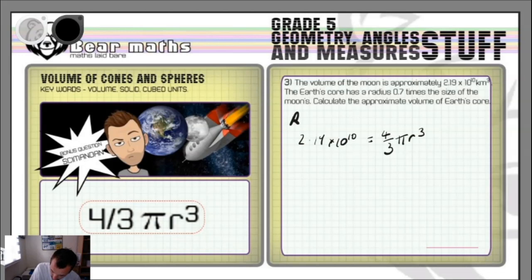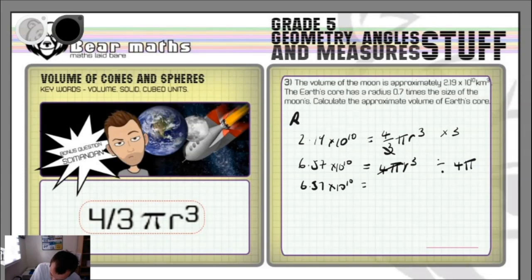Now the first thing I'm going to do is multiply everything by 3, so it cancels off this 3 here, and that's going to give us 6.57 times 10 to the 10 equals 4 pi r cubed. The next thing I'm going to do is divide both sides by 4 pi. That will cancel off this. So that will give us 6.57 times 10 to the 10 equals r cubed.